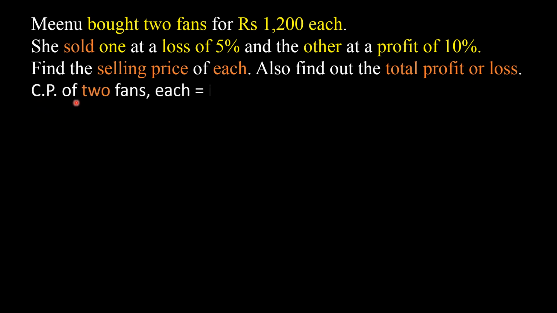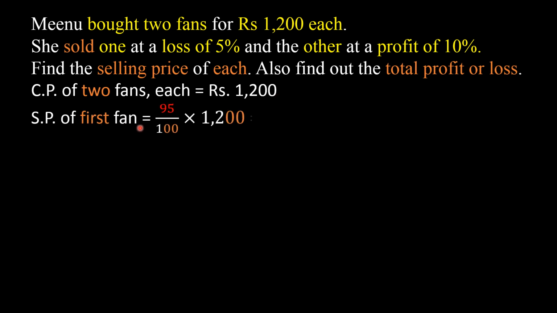Here cost price of 2 fans each is rupees 1200. Selling price of first fan will be 95 divided by 100 multiplied by 1200 because she has sold one fan at a loss of 5%. So it would be 95%. These two zeros will get cancelled with these two zeros. 95 multiplied by 12 will become 1140.